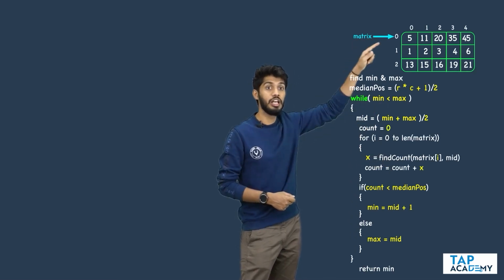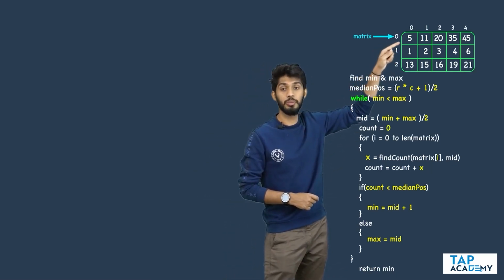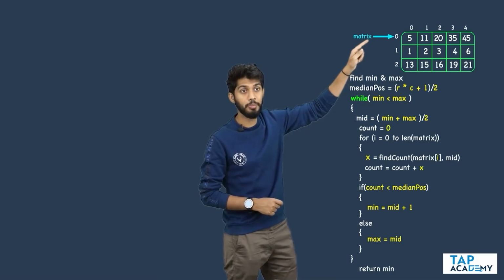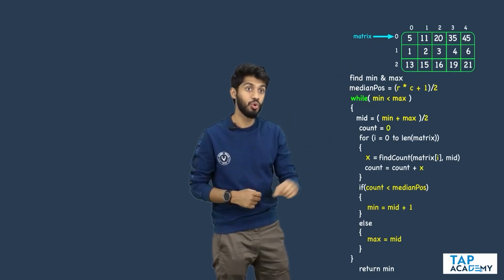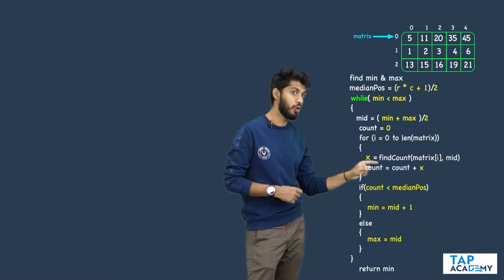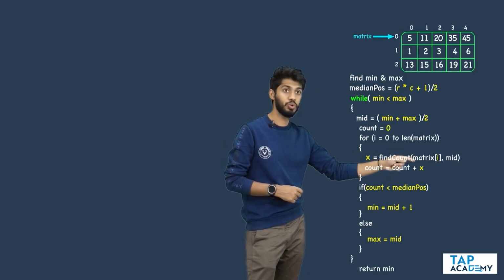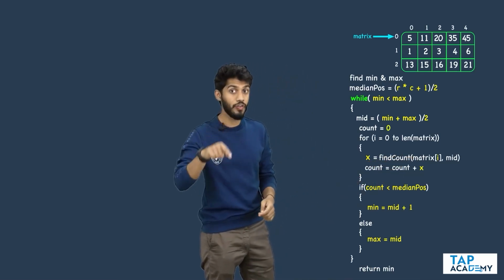In this case, let's assume the mid value is 12. How many elements are less than 12? There are 2 elements less than 12. So it will return 2, and what is stored in x is 2. Then you say count is equal to count plus x. Count is 0 at starting, 0 plus 2 is 2. So that's your value of count.